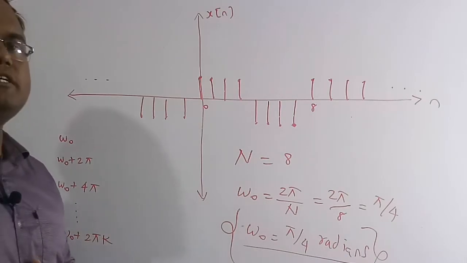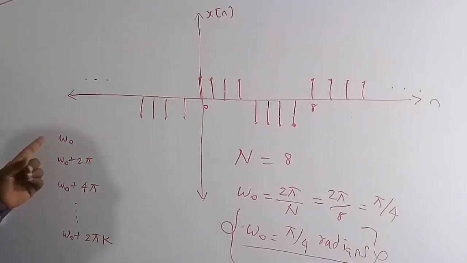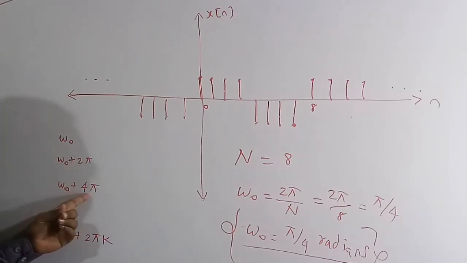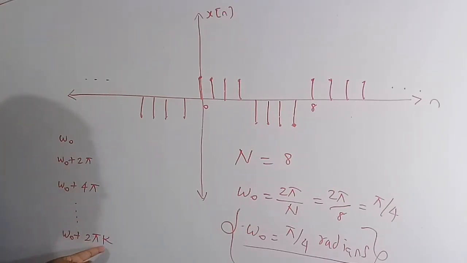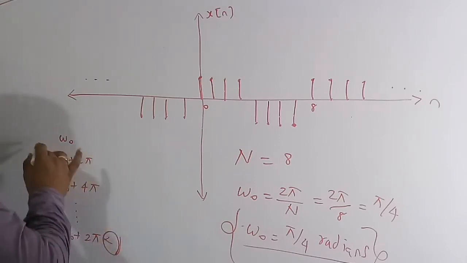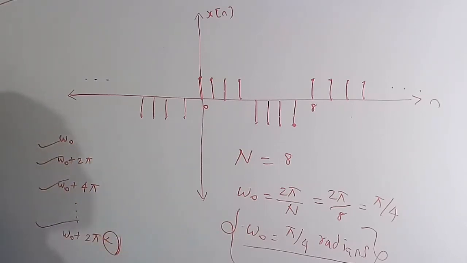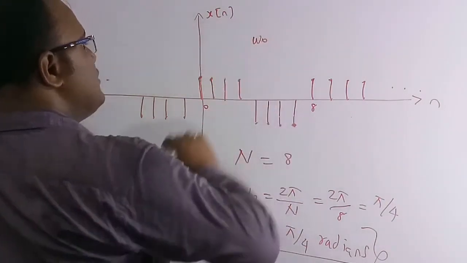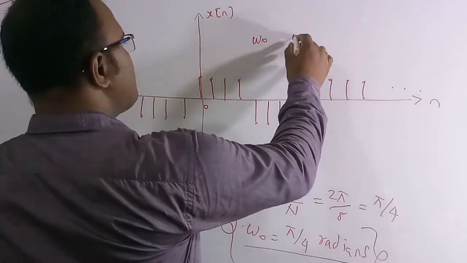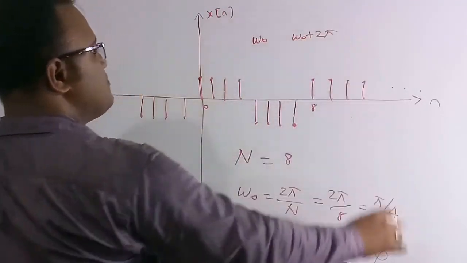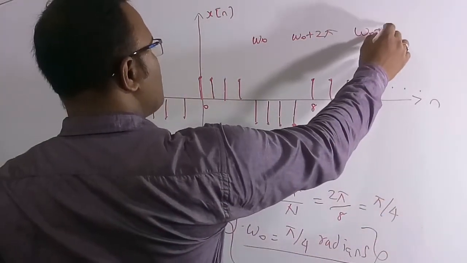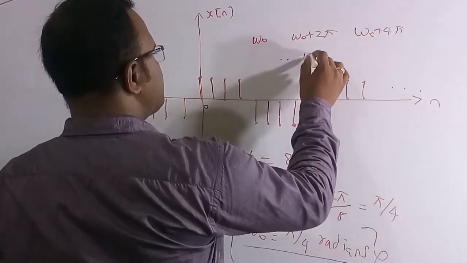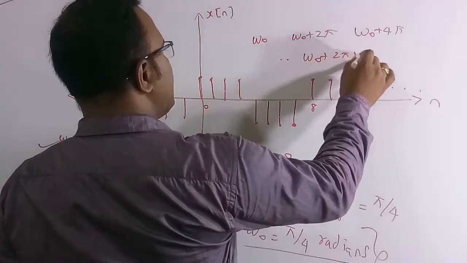And some more extra concept here, for discrete time system always for omega naught and omega naught plus 2 pi and omega naught plus 4 pi up to omega naught plus 2 pi k, where k is the integer, all these signals are going to have the same figure. Suppose this is the figure for omega naught, then with the frequency of omega naught plus 2 pi, the same figure is going to repeat, and similarly for omega naught plus 4 pi also the same figure is going to repeat. But finally the general expression is omega naught plus 2 pi k, where k is the integer.